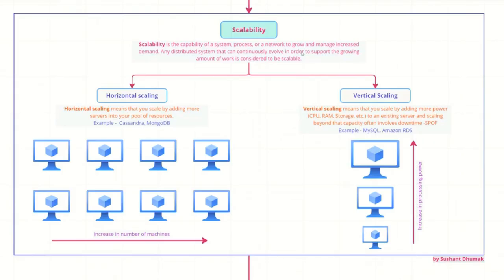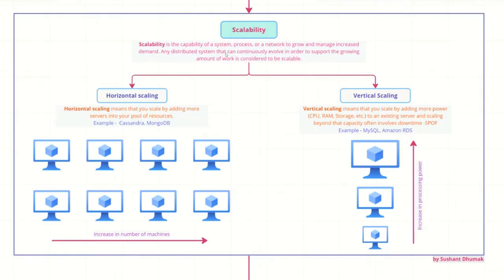Scalability is the capability of a system, process, or network to grow and manage increased demand. It's not just components, it may be a process, it may be a network. As we have discussed earlier, if 1,000 users become 10,000, and 10,000 becomes a million, your system should scale automatically. And whenever the demand goes down, your system should scale down again. Scale up and scale down. Your system should expand and contract.